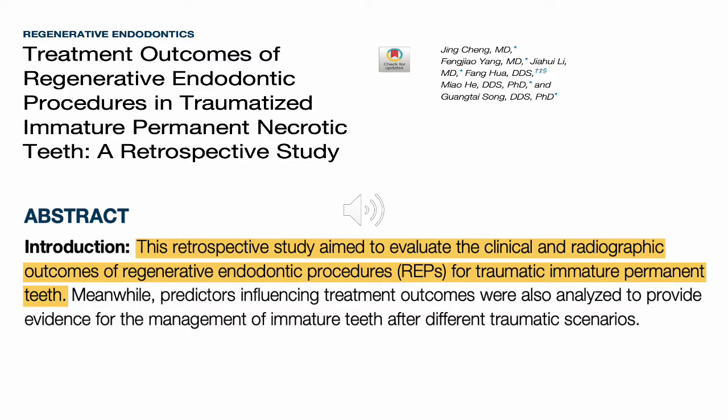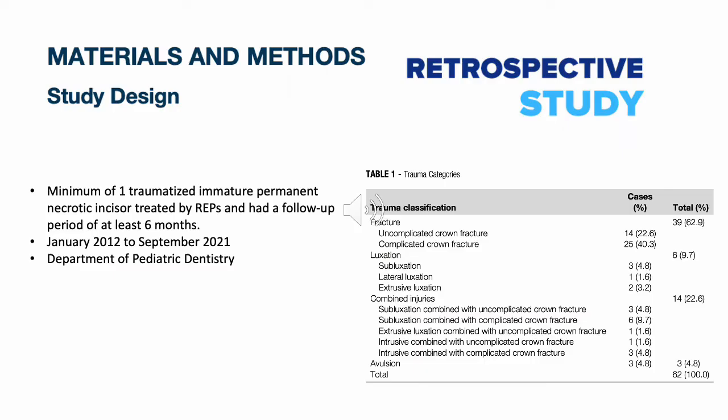permanent necrotic teeth. Data were obtained from the dental records of all patients who received regenerative endodontic procedure from January 2012 to September 2021 at the Department of Pediatric Dentistry. The inclusion criteria were patients who had a minimum of one traumatized, immature permanent necrotic incisor treated by regenerative endodontic procedure and had a follow-up period of at least 6 months.